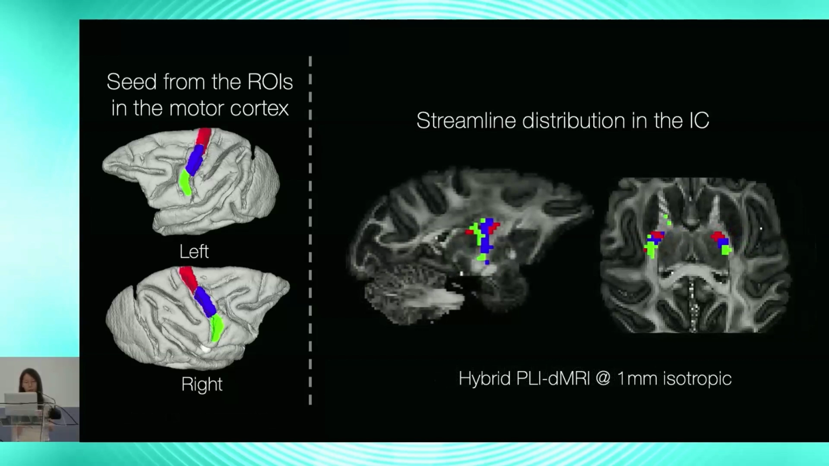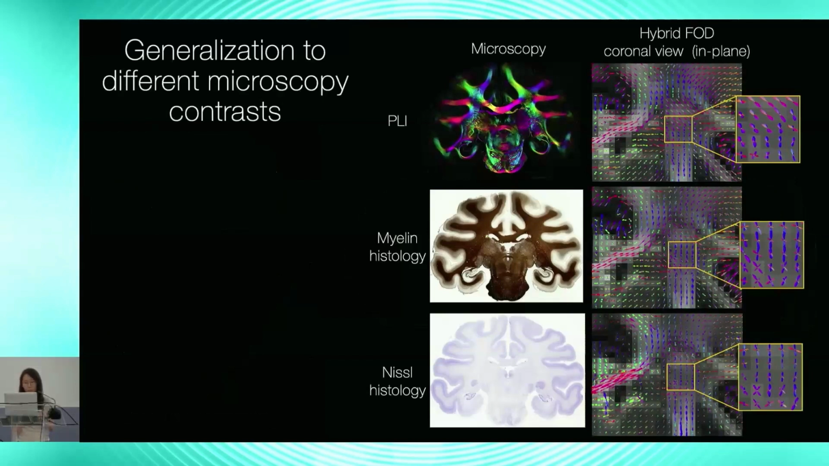So this means our microscopy has more specific information of the fiber orientation that can help us better solve the brain connectivity problem. And this method is also generalizable to other microscopy contrasts, like gallyas staining and anisole staining in our datasets.